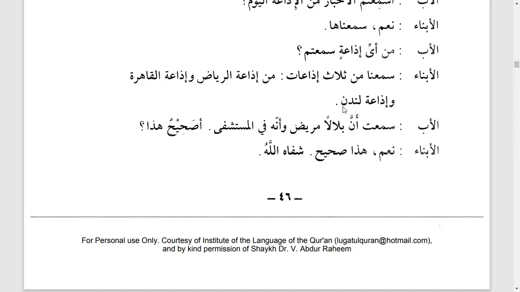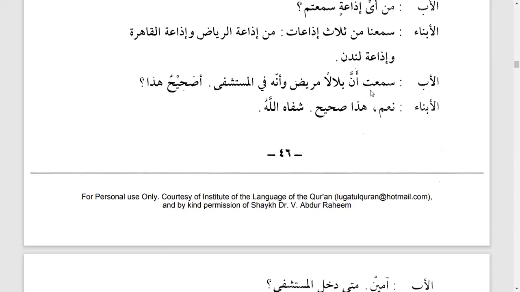First, partially flexible. What about Riyadh and Qahira? They are also partially flexible, but they are used with al. So whenever a noun takes al, then it will accept kasra if needed. That's why we say min idhat al-Riyadi wa idhat al-Qahirati wa idhat Londana.